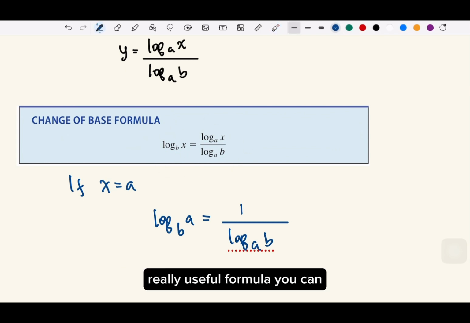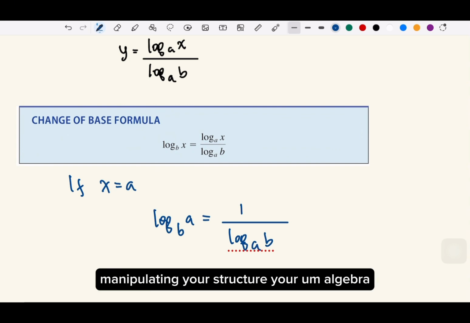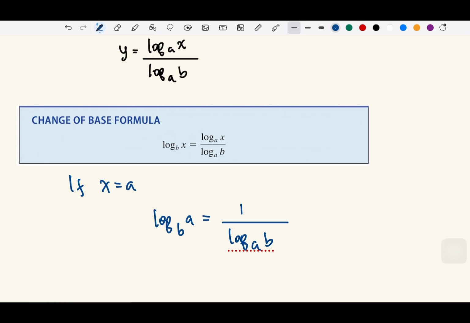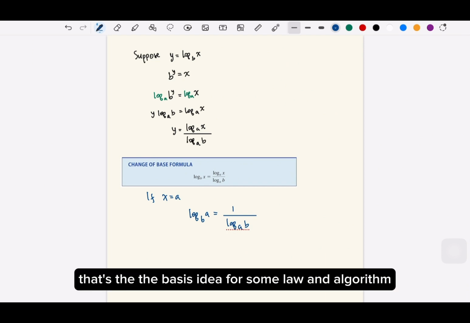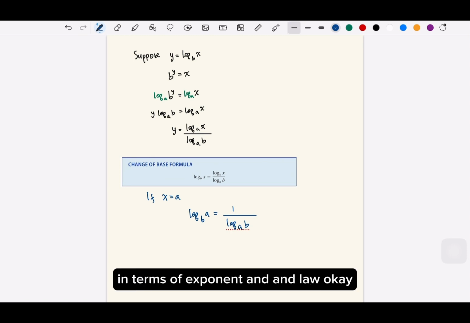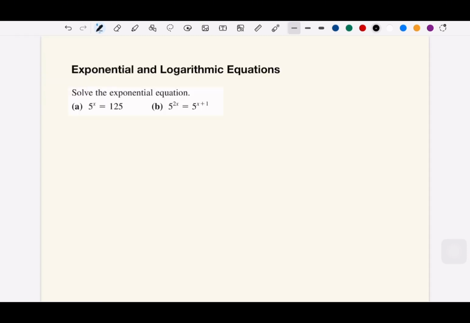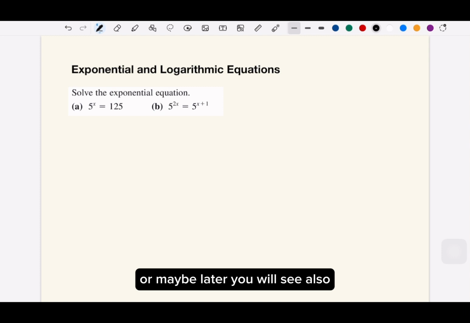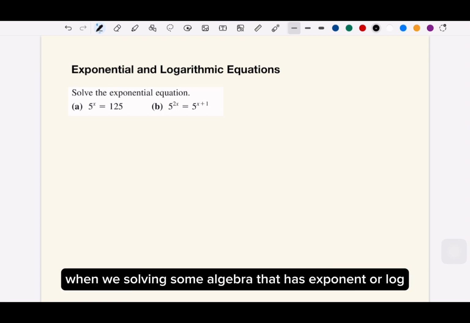So this is a really useful formula. You can use it for manipulating your algebra, and it helps you to solve any equations related to log, especially. So that's the basic idea for some laws of logarithms. The next part will be some equations that might come up and how to solve those equations in terms of exponent and log. Let's start to look at some equations that we need to solve. Or maybe later you will also see this when you're solving some algebra that has exponent or log.